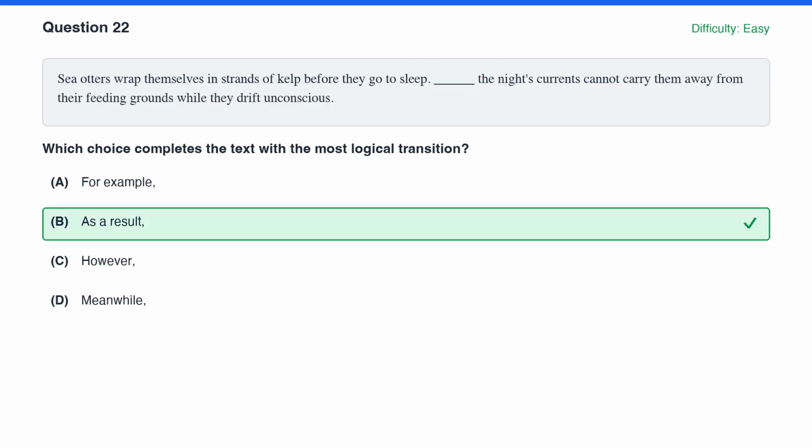Wrapping in kelp causes the otters to stay put through the night, so as a result is the clean cause and effect link. The answer is B. When the second sentence is the outcome of the first, reach for a result transition.